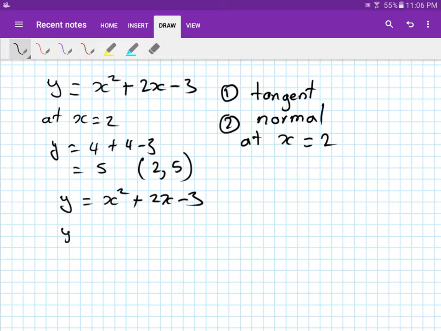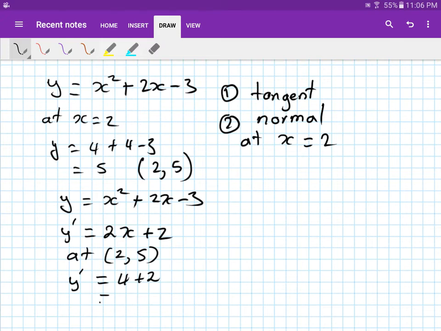So y dash, to give you the gradient, is 2x plus 2. That means the gradient of the curve at any point. Now we just want it at the point (2, 5). So at x equals 2, the gradient is 2 times 2 is 4, plus 2, which is 6. So therefore the gradient of the tangent is 6.